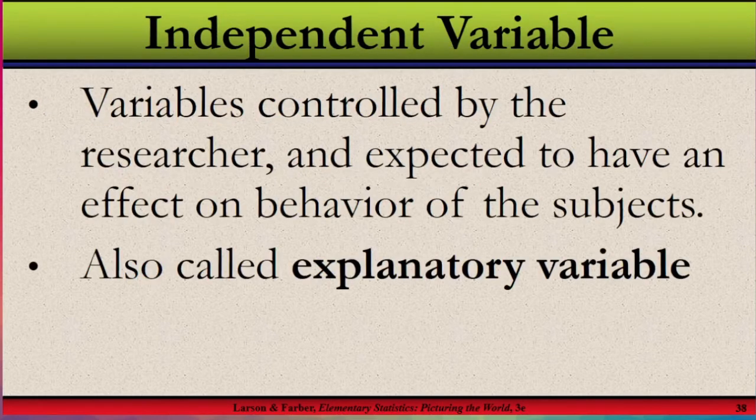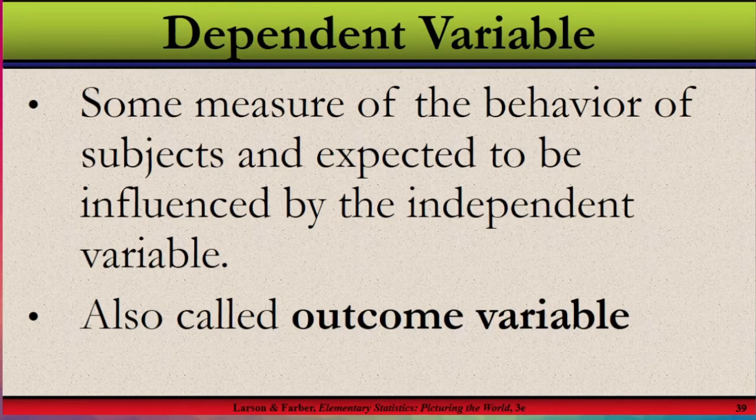Ano ba yung independent variable? Variables controlled by the researcher and expected to have an effect on the behavior of the subject. Also called explanatory variable. Kapag pinag-aaralan natin sa Pilipino yung independent at dependent, kapag sinabing independent, nakakapag-isa. Tama? Then, kapag dependent naman ay hindi nakakapag-isa. Independent and dependent variable. Okay, next. Dependent variable: some measures of the behavior of the subject are expected to be influenced by the independent variable. Also called outcome variable.